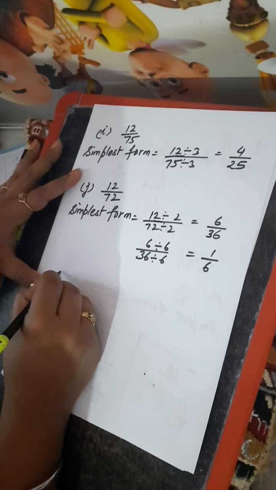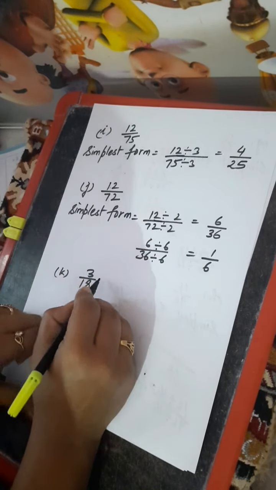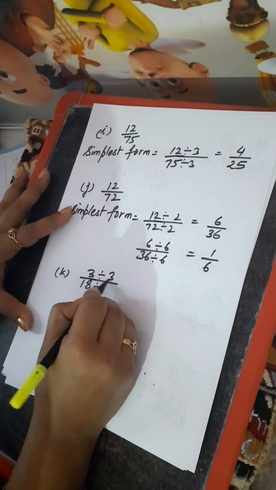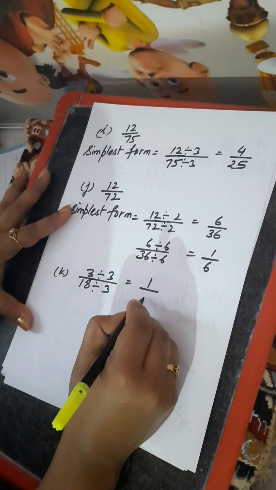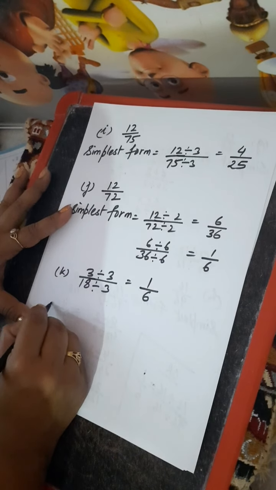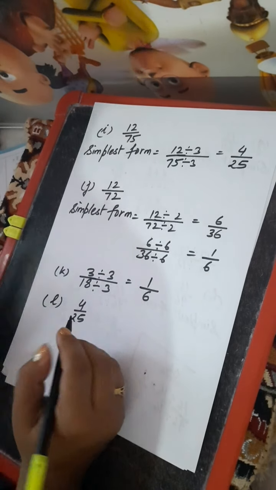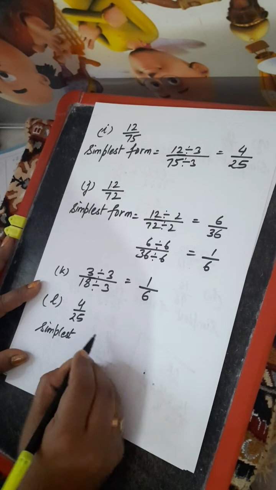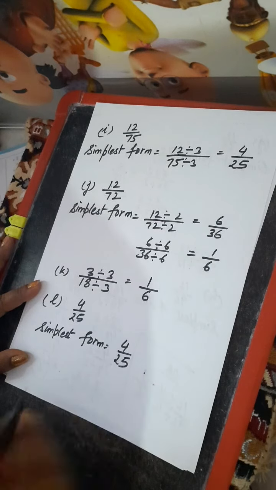Then after J we have K part. 3 upon 18. Change it into the simplest form, so as both are divisible by 3. 3 divided by 3, 1. 18 divided by 3, we have 6. The next we have L part. 4 upon 25. It is already in the simplest form, so no need to change it because we can't change. So here simplest form is 4 upon 25.